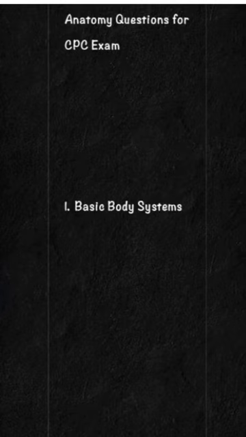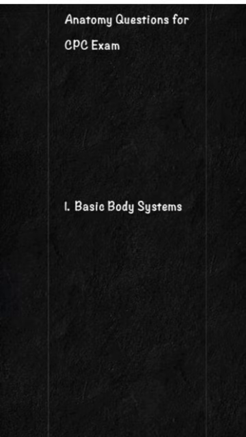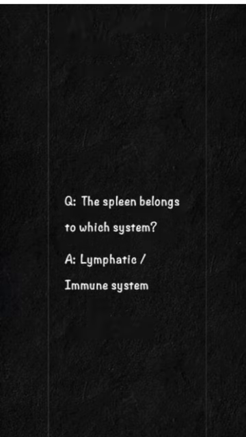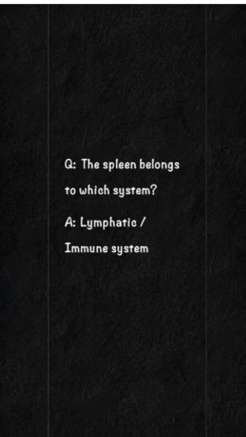Hi everyone, welcome back. Today we are going to look at the most commonly repeated anatomy questions for the CPC exam. First question, basic body system. The question: spleen belongs to which system? The answer is lymphatic or immune system.